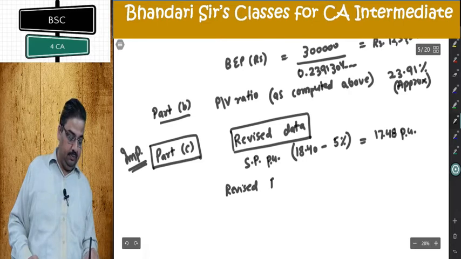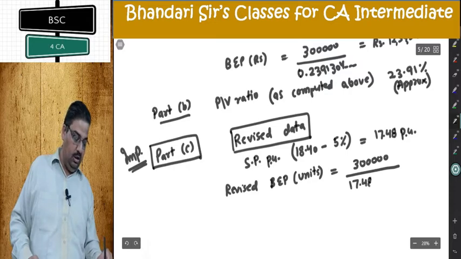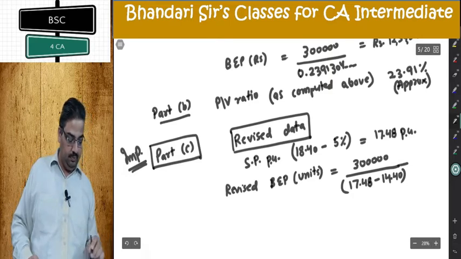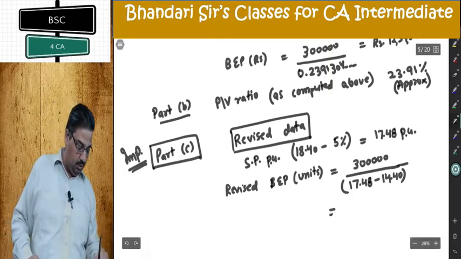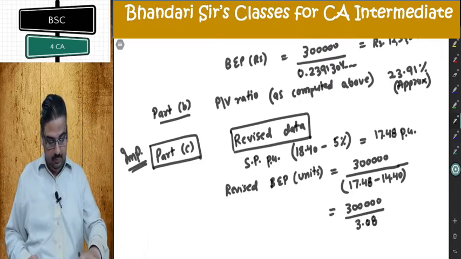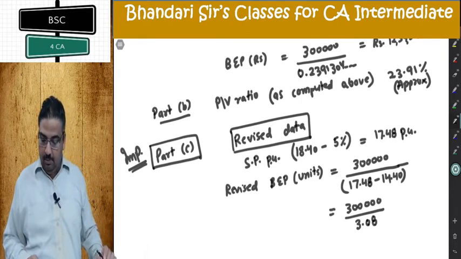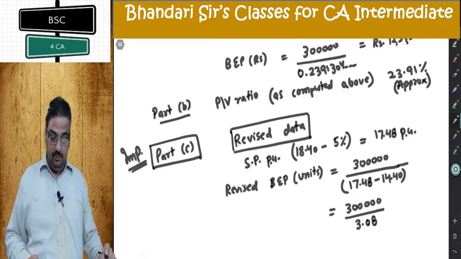Revised break-even point in units. No change in fixed cost, but there is change in contribution per unit. So 3 lakh divided by 3.08. So what I am getting, my break-even point is going to increase.